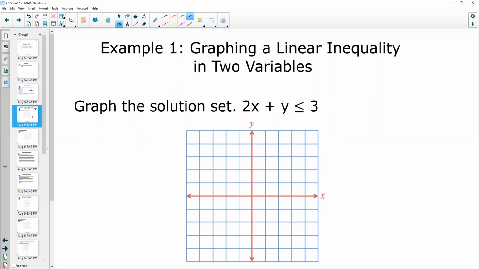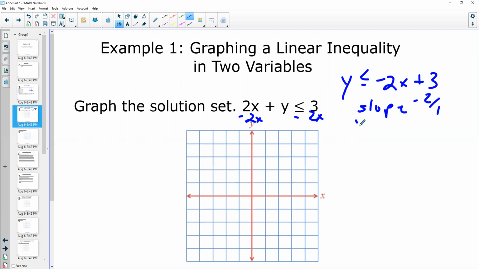So for me, the first thing I'm going to do is put it into y equals mx plus b. So I'm going to move the 2x. So I'm going to get y is less than or equal to negative 2x plus 3. None of this process changes for graphing until the very end. So I know the slope is negative 2 over 1. I know the y-intercept is 0, 3. So I'm going to do that.